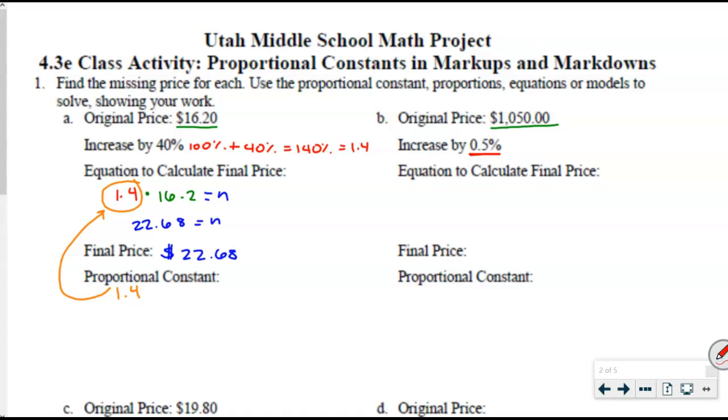Okay, and now come back to me. What do you think? What might be causing a 0.5% increase? Joshua? I would say probably interest. Yeah, I think interest is probably a good one. Any other thoughts? Sophie?